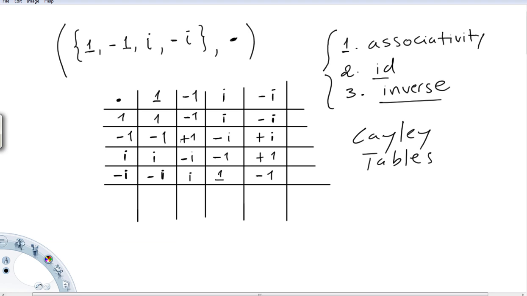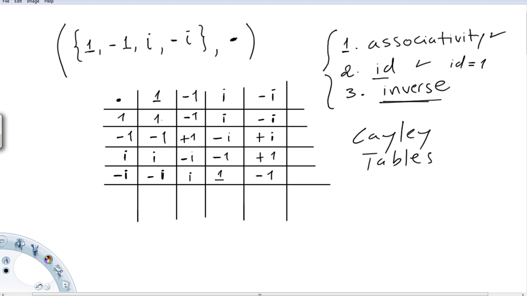So this is not hard. Then 1 times minus 1 is minus 1, you just do the whole table. Check that you have all elements on each row: 1, minus 1, i, minus i. You have all elements on each row and on each column too. So you can check that the operation is associative. There is an identity, which, as you can see, is 1, and each element has an inverse.